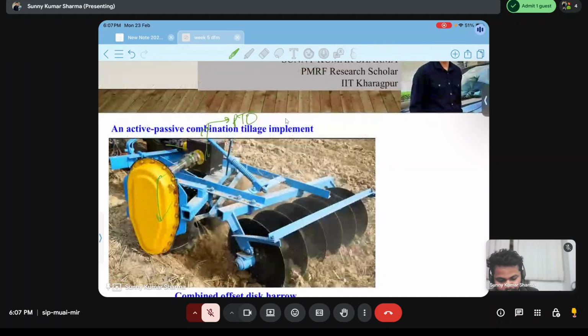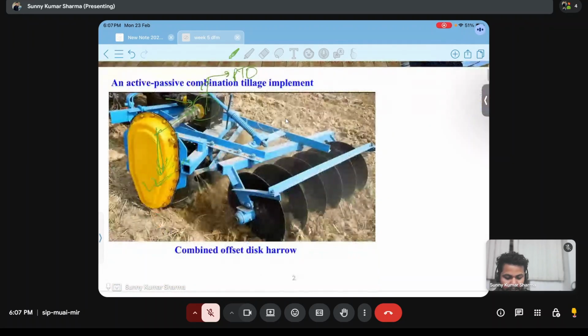PTO is giving power to this gearbox, and from there power is being transmitted from this shaft to this disk harrow. So this is a powered or active tillage implement, and this will become a passive tillage implement. So we will first design this, and then we will solve the numericals or the questions.